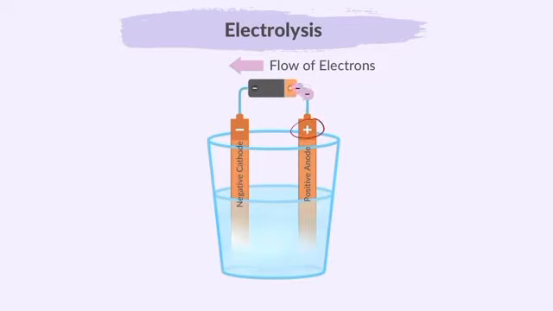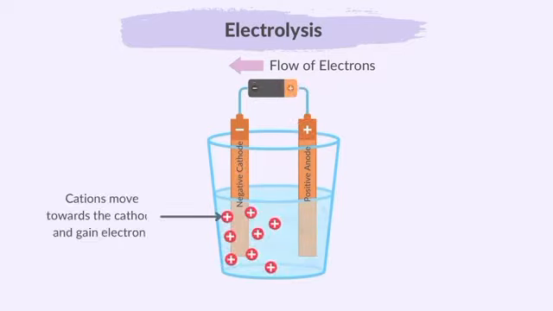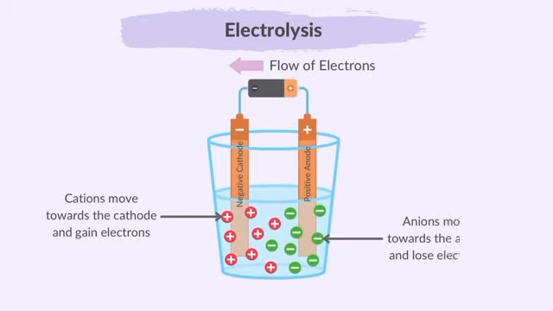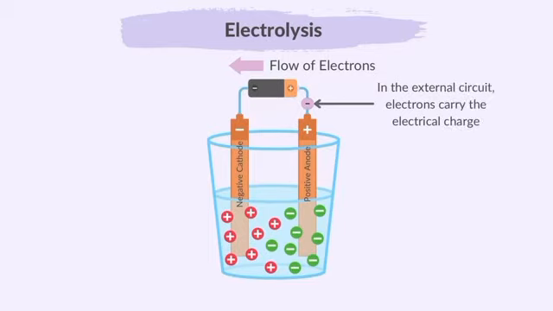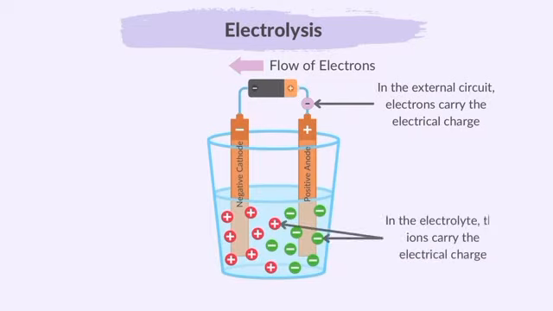The positive cations in the electrolyte move towards the cathode where they gain electrons. The negative anions in the electrolyte move toward the anode where they lose electrons. The electrons from the anode move back toward the power supply. When the current flows in the electrodes and wires, it is the electrons that carry electrical charge. When the current flows in an electrolyte, it is the ions that move and carry the electrical charge.